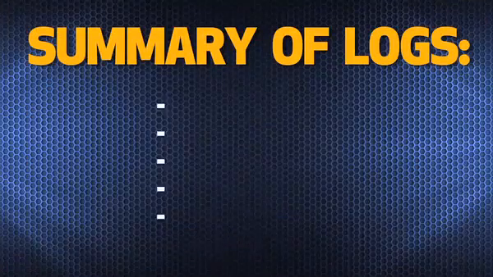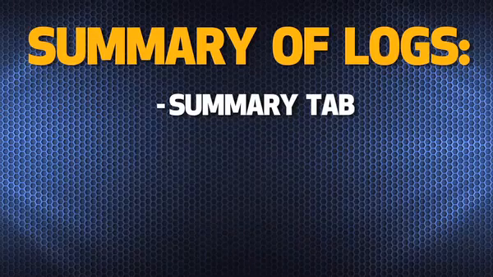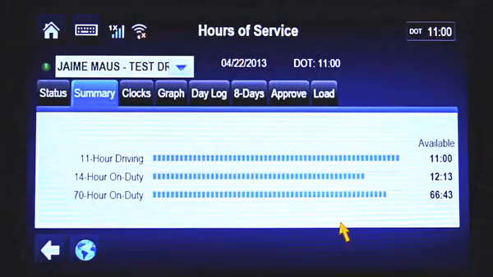Another important function of the QHOS system is the option to view a summary of your hours. Let's take a look at how this works. There are several different ways to view a summary of your logs. You can use the Summary tab, Clocks tab, Graph tab, Daylog tab, or 8 Days tab. The Summary tab displays the time remaining on your 11, 14, and 70-hour clocks.